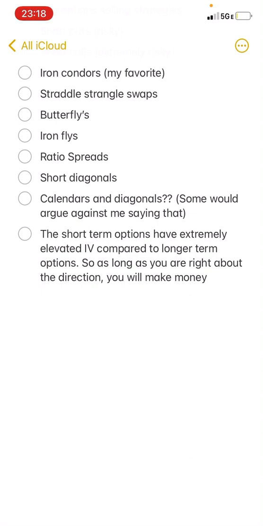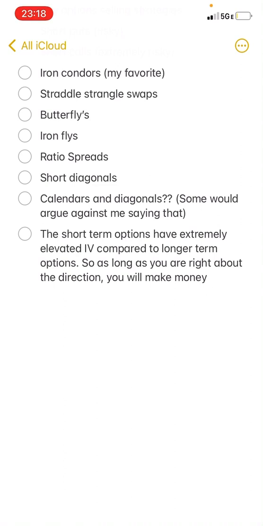So again, like those long dated ones, and I have the bullet point down here, the short term options have extremely elevated IV compared to longer term options. So as long as you are right about direction, you're going to make money. Let's say you're doing a call diagonal or a call calendar. That short term weekly option has super high IV compared to that long term option that's like 4 weeks out. So that 4 week to expiration call is going to experience way less IV crush compared to the short term one. So it's a good strategy, in my opinion.